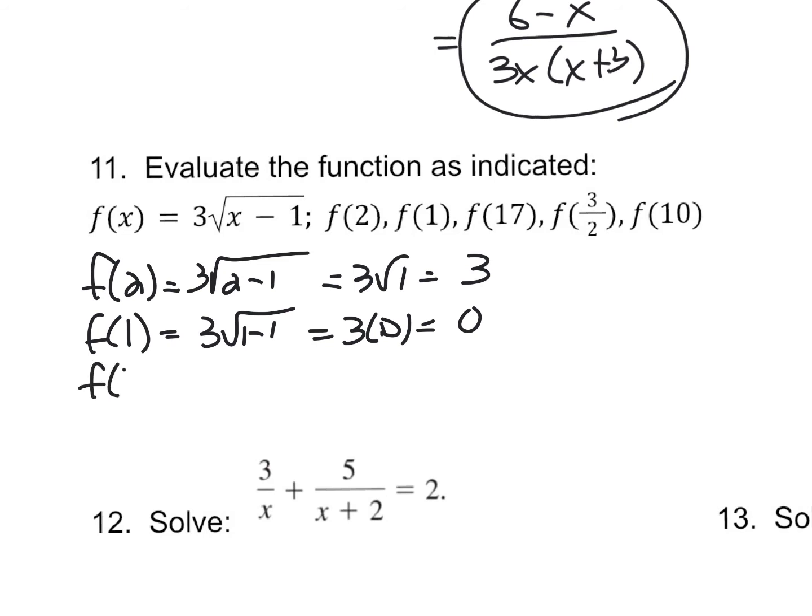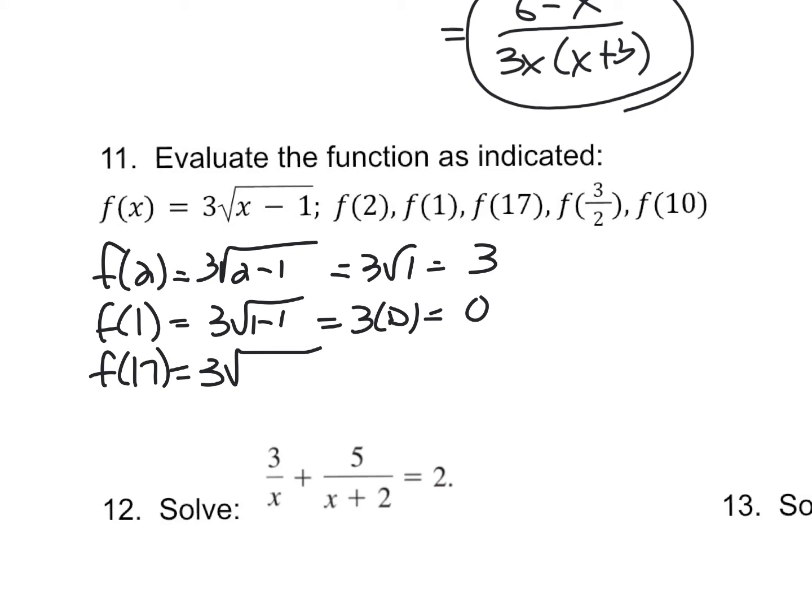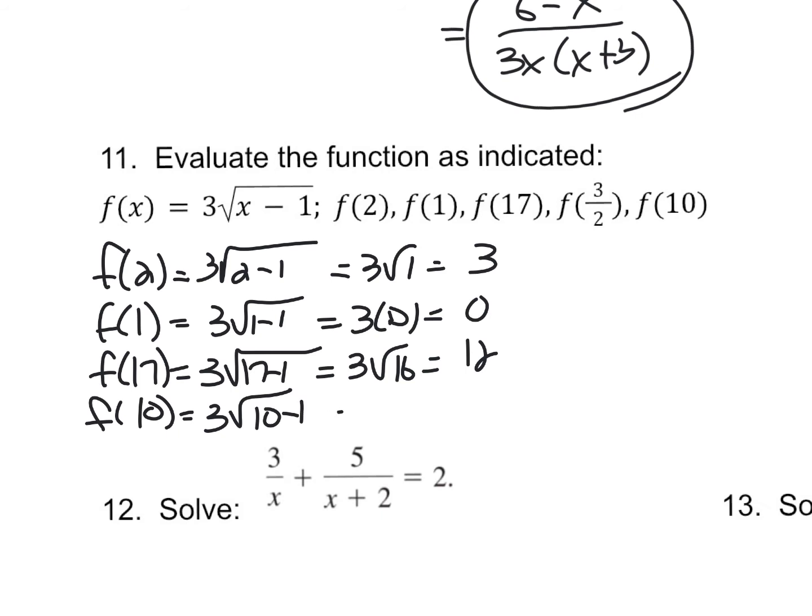f of 17, that's a unique number, but this is a very smart number to plug in because if you plug a 17 in there, it gives you the square root of 16, which is 4. 3 times 4 is 12. And you got it. I'm going to skip to f of 10. I'm going to do the fraction last. f of 10, if I plug in 10, 10 minus 1 is 9. You get 3 times the square root of 9, which is 3 times 3, which is 9.